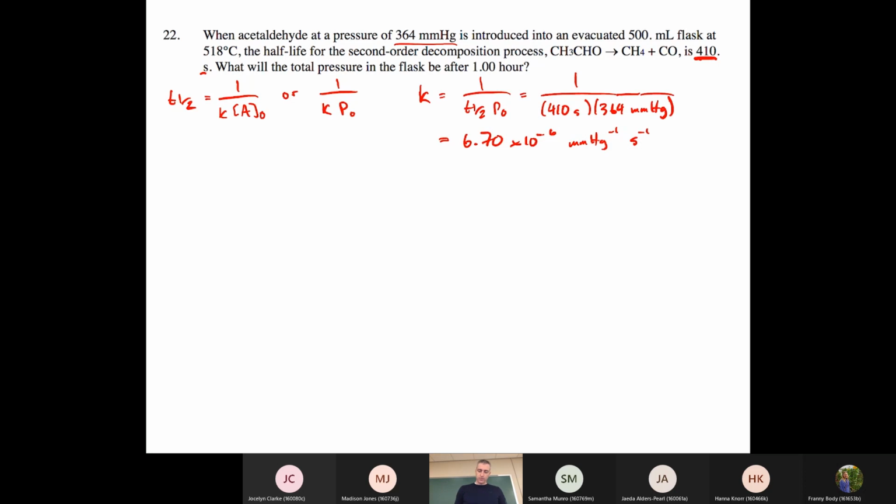Great. So now what we want to do is figure out what the total pressure in the flask will be after 1 hour. We know what the initial pressure of our reactant is, and what we want to find is the pressure of our reactant at time t. We're going to use our integrated rate law, which is 1 over pressure at time t equals 1 over initial pressure plus kt. If we rearrange that to express it in terms of just our final pressure, it's 1 over 1 over P0 plus kt. We just took the reciprocal of both sides here. And we've got all our numbers. Let's put them in.